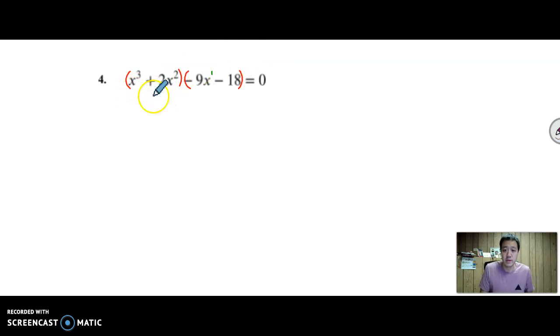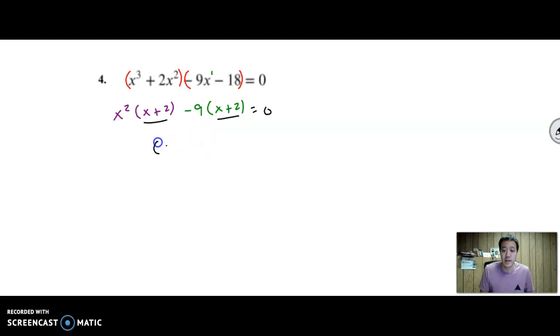So this first set, I'm going to take out a factor of x squared, and that's going to be x plus 2, right? And over here, for the second one, I'm going to take out a negative 9, and that's going to be x plus 2, and that's going to equal 0, okay? Now, if you notice, these are the same, so that's good.